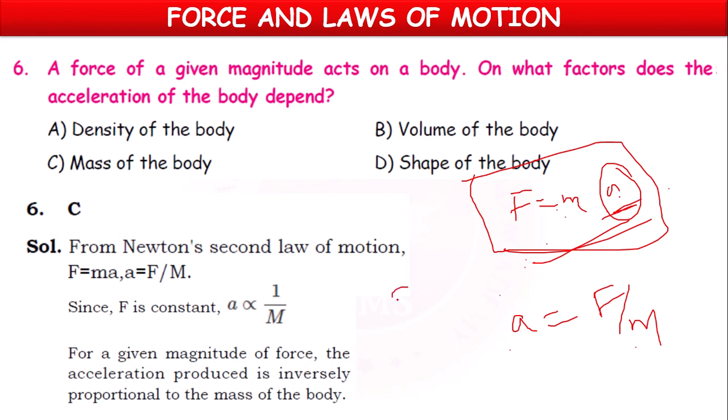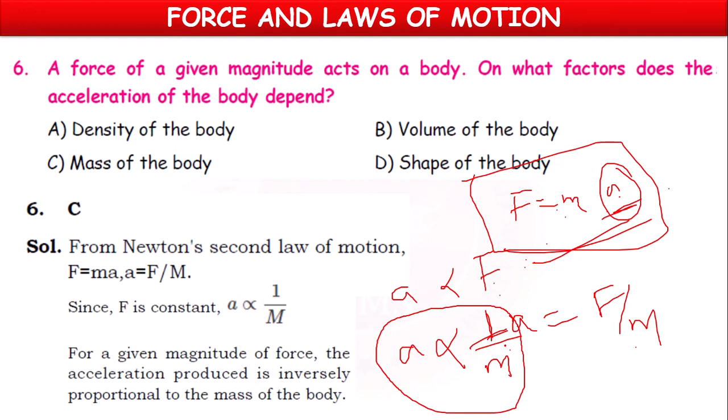So acceleration is directly proportional to force. Acceleration is directly proportional to the reciprocal of mass. As we have 1 by m here, we can say it is inversely proportional to mass without taking 1 by. If you want to tell the relation between acceleration and mass, we can say that acceleration is inversely proportional to mass, and directly proportional to force.